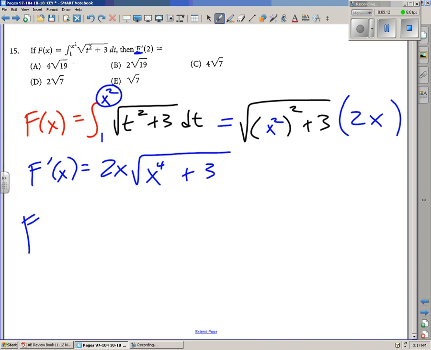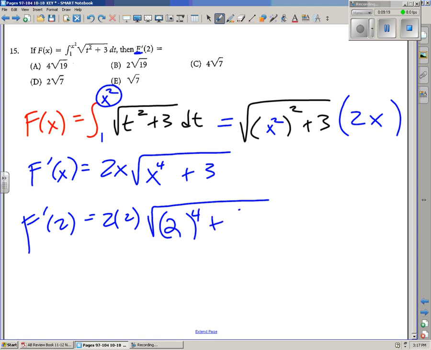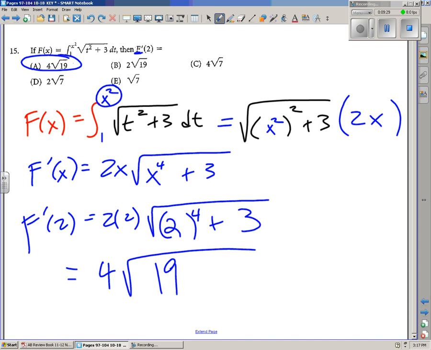So now we want f prime at 2. Well, that's 2 times 2, square root of 2 to the 4th plus 3. 2 squared is 4. 2 to the 4th is 16, plus 3 is square root of 19. So the answer would be choice A, 4 square root of 19.